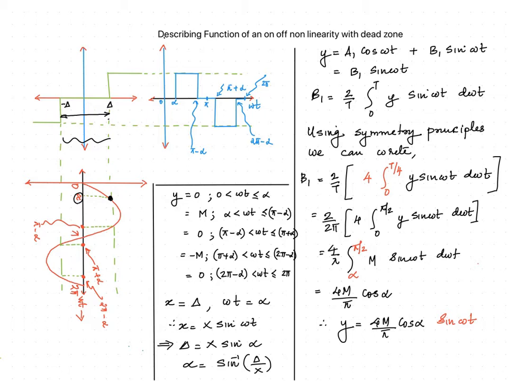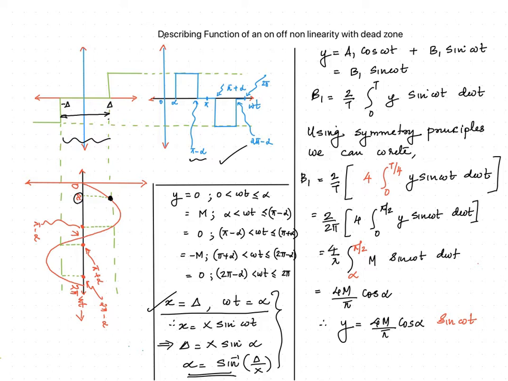Hence, we can see that the output will be a square wave as shown in the figure. Hence, in the output, the switching takes place at omega t is equal to alpha. This corresponds to x is equal to delta. Hence, we can write delta equal to capital X sin alpha or alpha equal to sin inverse delta by X. One can easily verify the instances of pi minus alpha, pi plus alpha and 2 pi minus alpha where the output switches from one state to another.